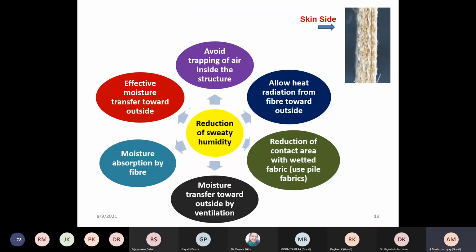Now, reduction of sweaty humidity. I have not mentioned over here whether it is a cold climate or a hot climate, because in a cold climate also a person can sweat a lot, depending on the person's activity. So reduction of sweaty humidity. These things are important to reduce the sweaty humidity.